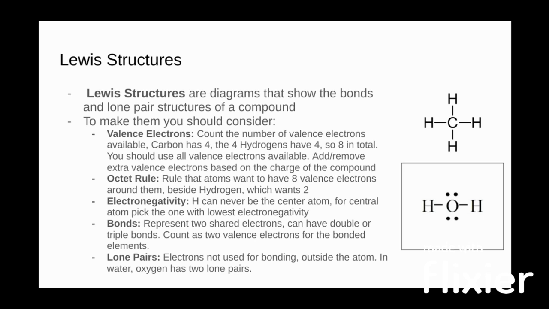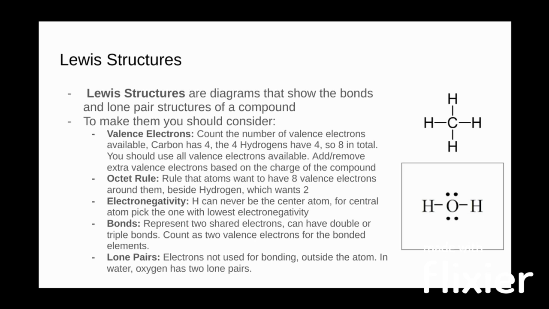For example, in CH4, carbon has 4 valence electrons and the 4 hydrogens have 4, so 8 in total. You should use all valence electrons available. Add or remove extra valence electrons based on the charge of the compound. The octet rule is a rule that states that atoms want to have 8 valence electrons around them, besides hydrogen, which wants 2, to fulfill a duet.